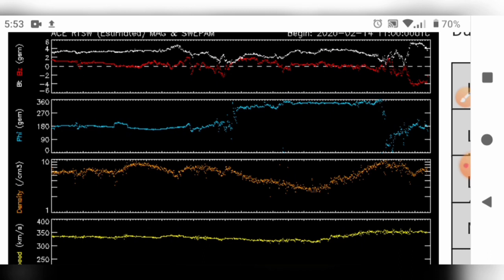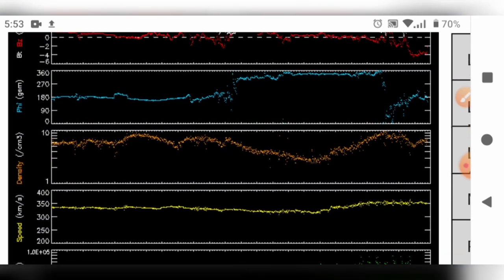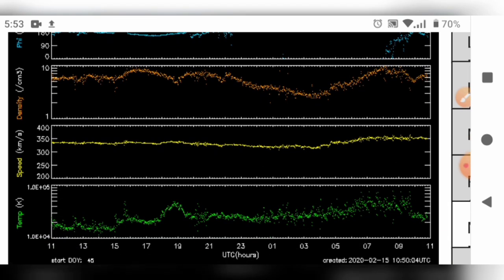Solar wind density is around 6 protons per cubic centimeter there. And solar wind speed looks like it's been creeping up slowly. Expecting to see that solar wind density drop off and the solar wind speed increase as the coronal hole wind stream arrives in more full force.